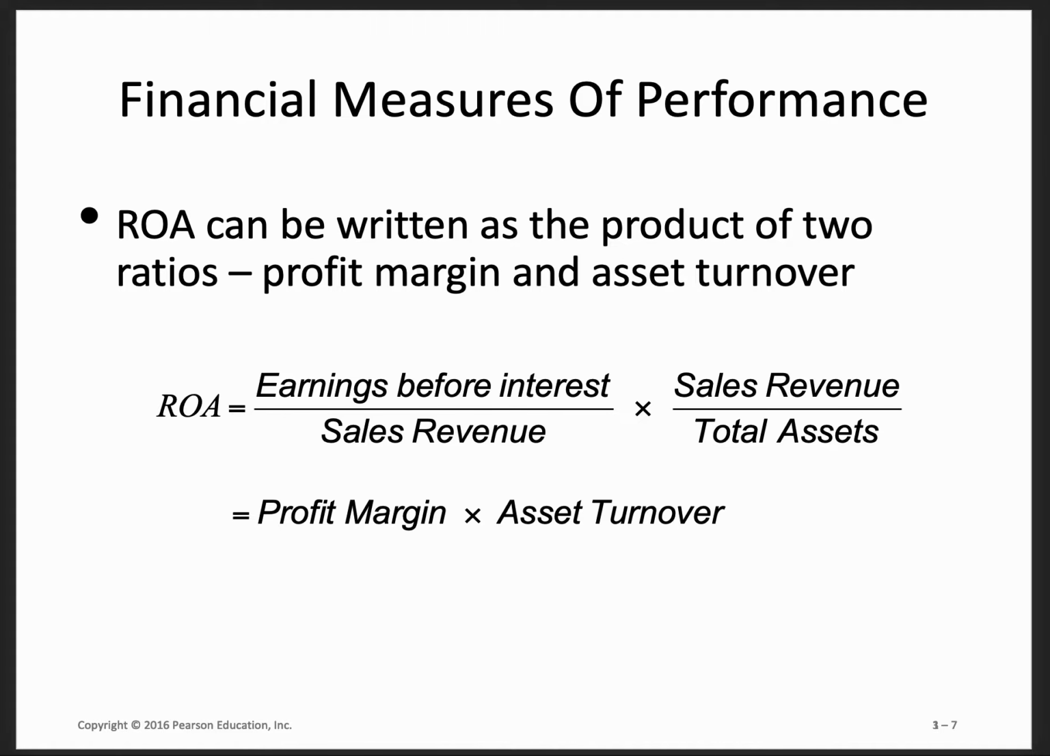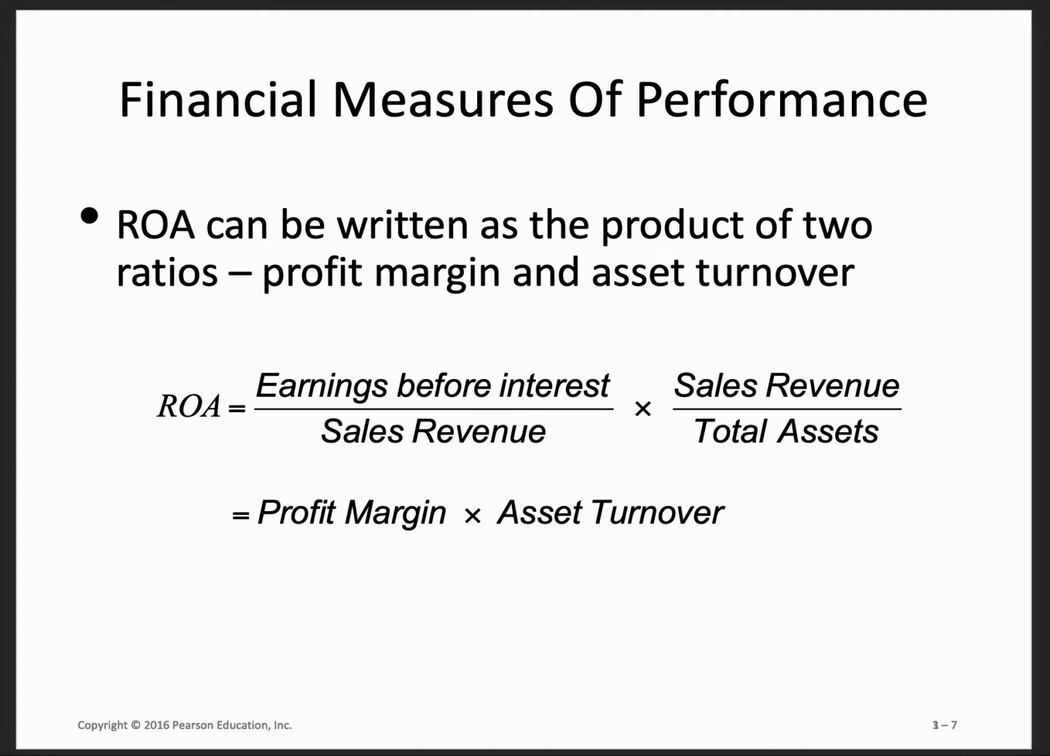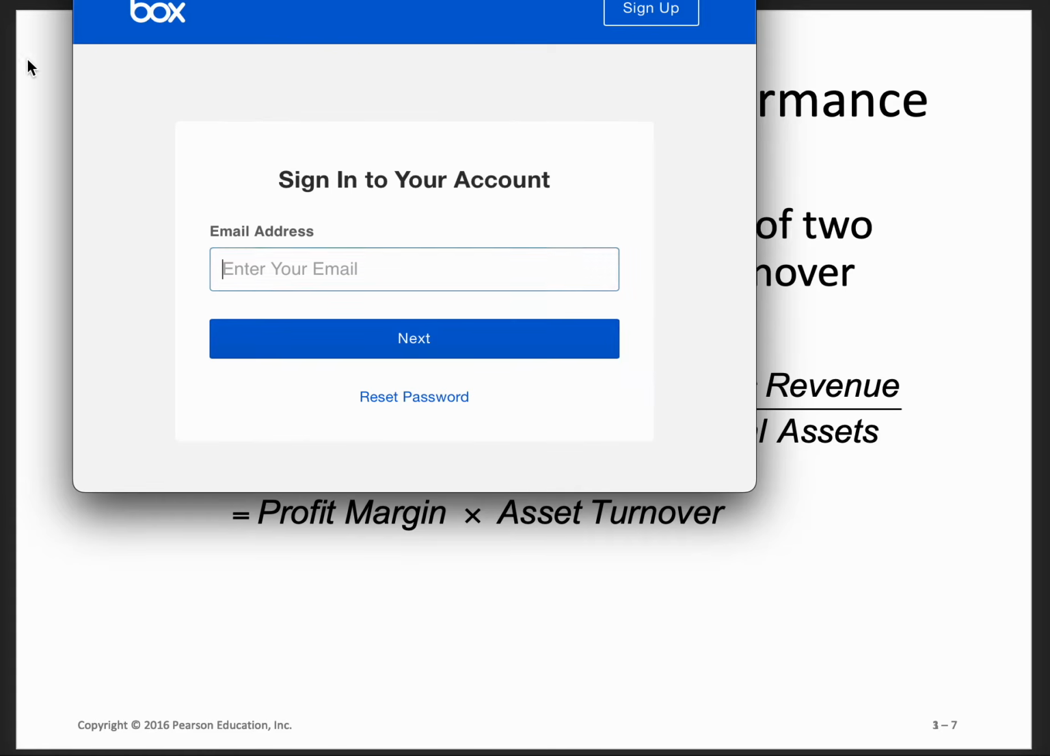Once you have that, you can use the asset turnover to calculate return on assets. So instead of calculating it just as earnings before interest divided by total assets, you can calculate it as earnings before interest divided by sales revenue, which is obviously your profit margin, times your asset turnover. Just like you have accounts payable turnover, you can also calculate your assets turnover. Assets turnover is how much money you make divided by the total assets that you have. So that's another way of calculating return on assets.